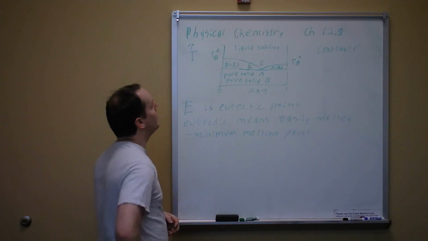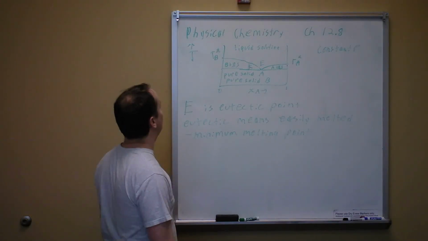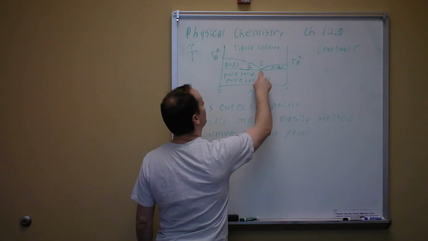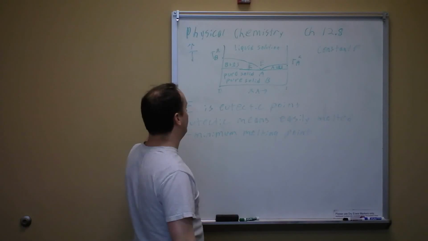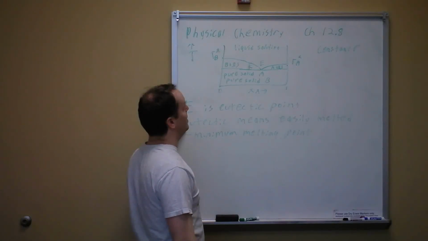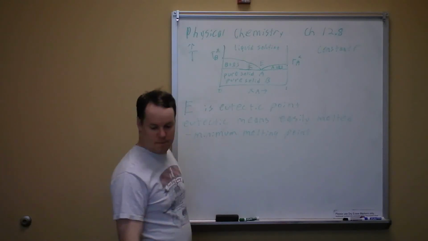Continuing on physical chemistry, chapter 12, section 8. We're still talking about the same diagram as the previous two slides. This point down here at the bottom of these two melting curves, we're calling that point E. E is the eutectic point. And eutectic means easily melted, and this is the minimum melting point.